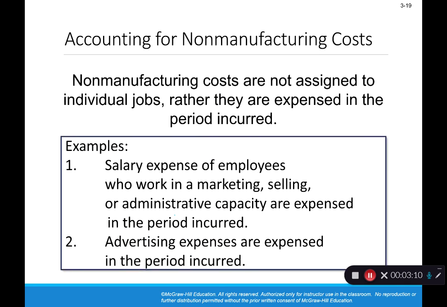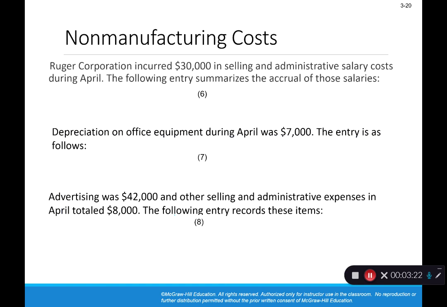In addition to the product costs, we'll also have non-manufacturing costs, which would be our selling and administrative costs. Some examples are provided on this slide. You can read through them if you'd like. So let's look at what our company Ruger has in store for us. So Ruger Corporation incurred $30,000 in selling and administrative salary costs during April. So now we're doing straight up journal entries from 502.